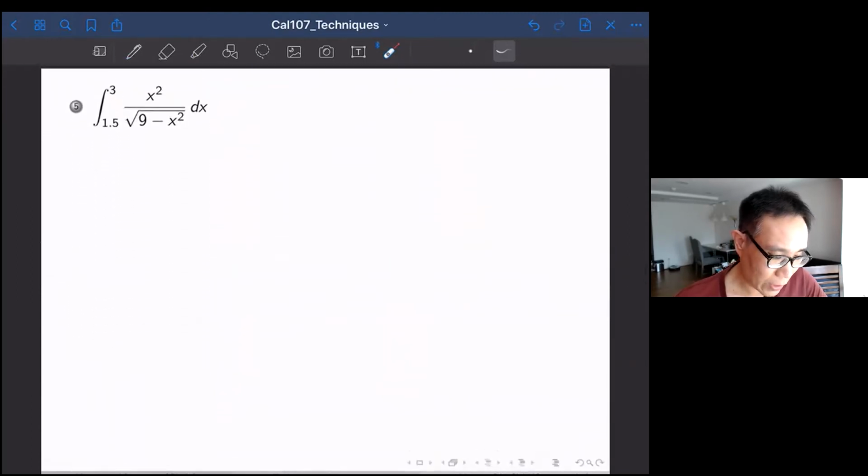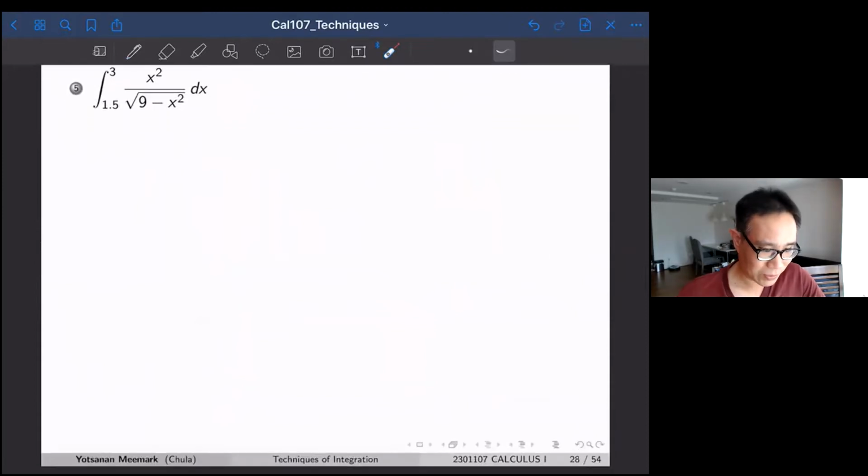The next one, okay, it seems simple. However, for this one, it's not that simple at the end. So it seems simple at the beginning. I'm not gonna argue with that.